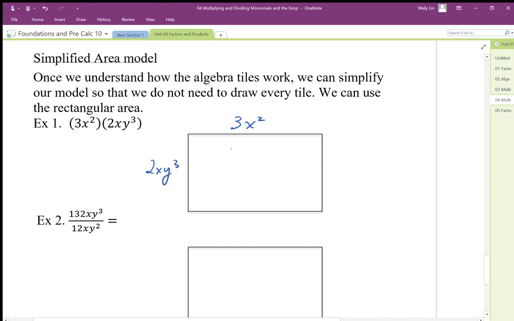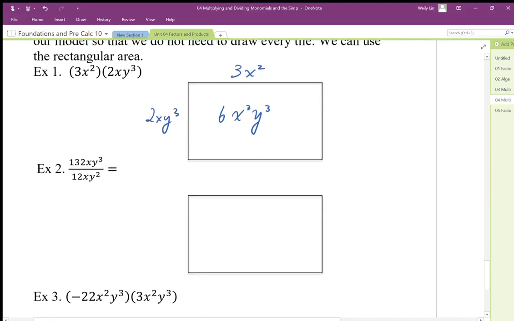Instead of showing each algebra tile, we're going to just do 3 times 6, x squared times x, and then the y cubed. So the same thing we can say here. We can say that we have 132xy cubed. There's my area. Remember that this is area. So I'm just going to write my answer here. This is 6x cubed y cubed. This is my area. I'll make that my width, 12xy squared. So I know that this other edge length is going to give me my answer to this division statement.